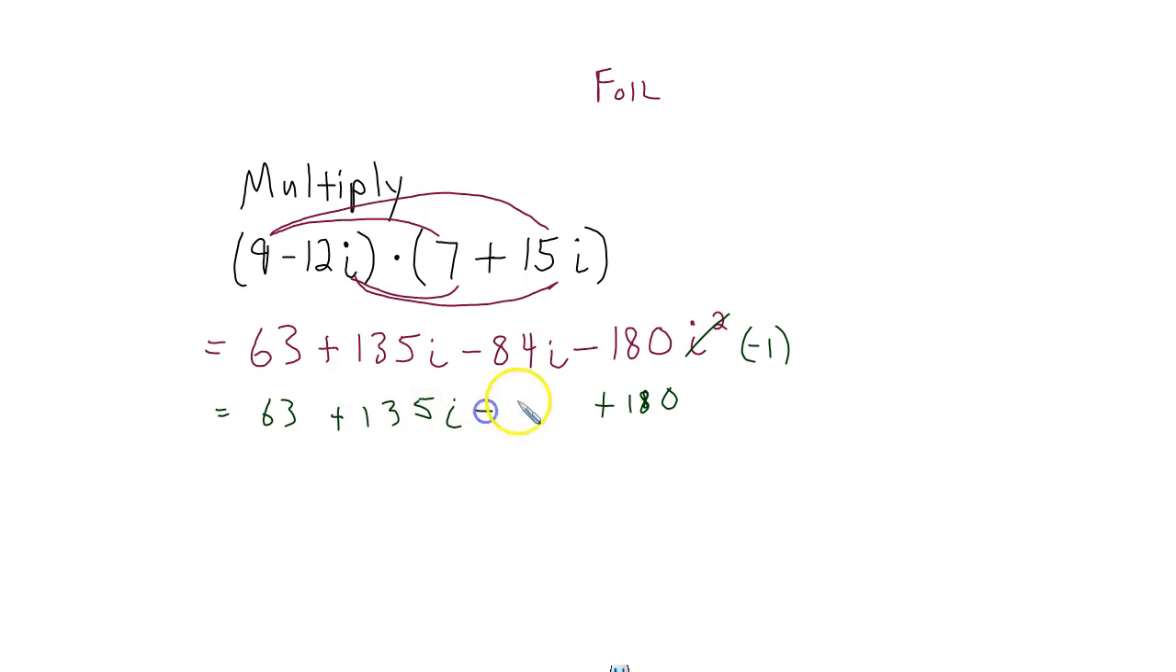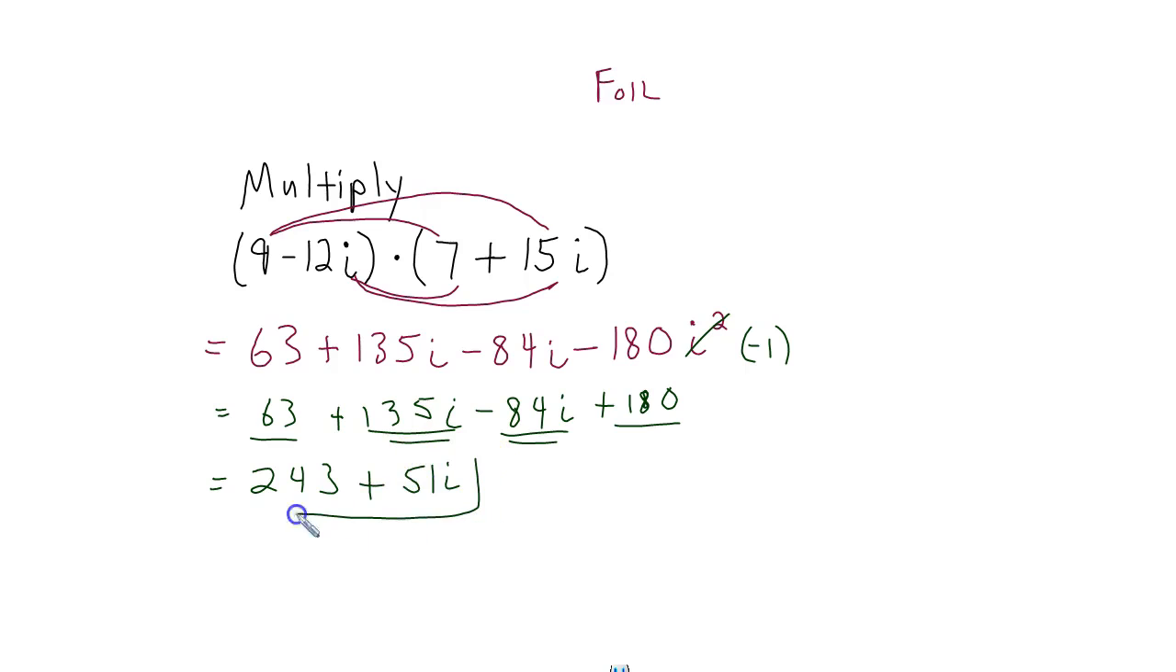Now we have some like terms here. The real parts go together. 63 plus 180, and instead of rewriting it, I'm just going to add them together here. 63 plus 180 is 243. 135i minus 84i, those are like terms, they go together. That is positive 51i. So we have multiplied using FOIL: first, outer, inner, last.